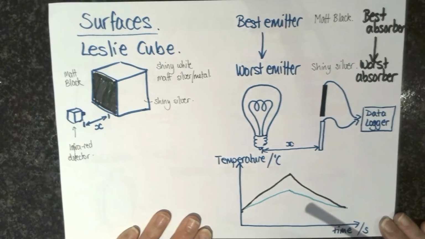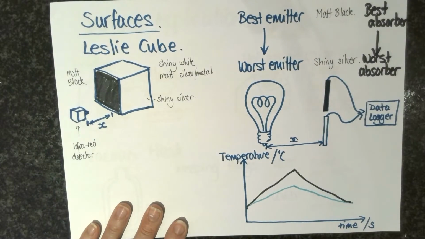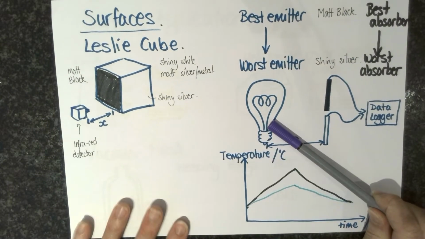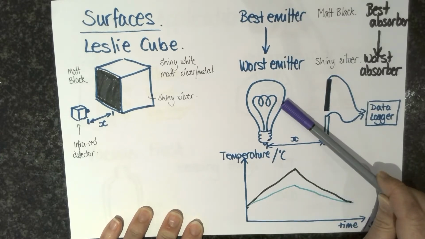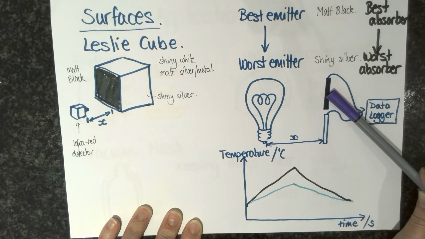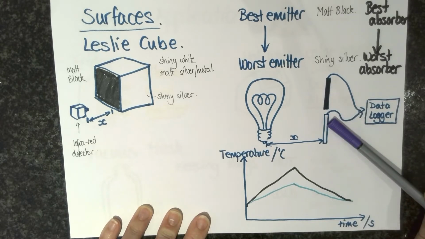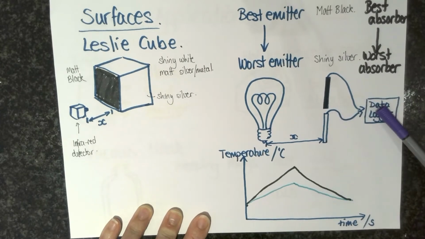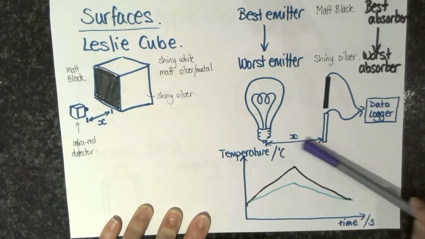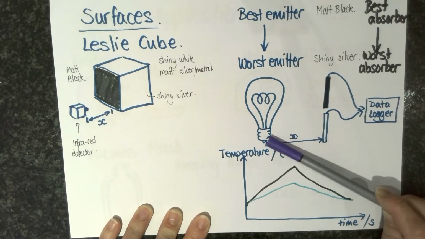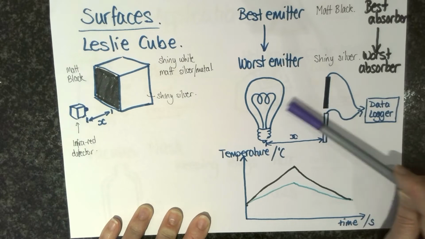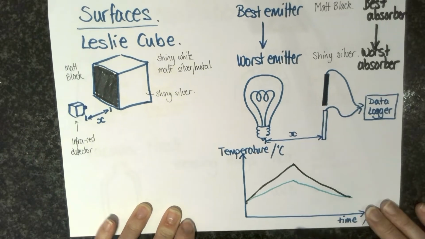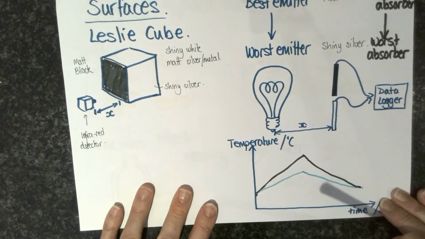Now, another experiment that we can perform is with a filament lamp, or an infrared heat lamp, which is giving out a lot of infrared radiation. And we have 2 temperature probes, one painted matte black and one left shiny silver, which are attached to a data logger. And again, the distance between those probes and our infrared lamp must be identical for us to have a fair test. It's one of our control variables.